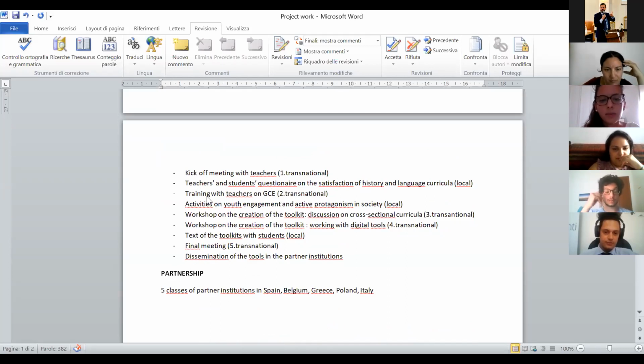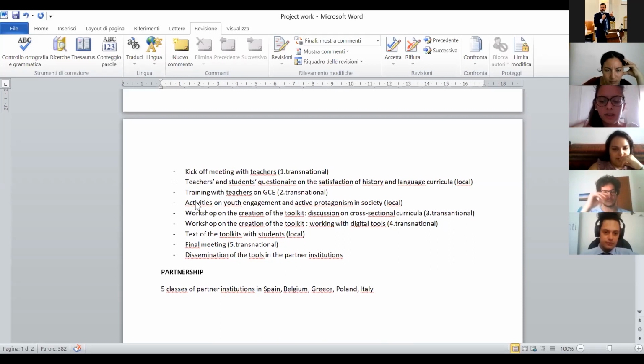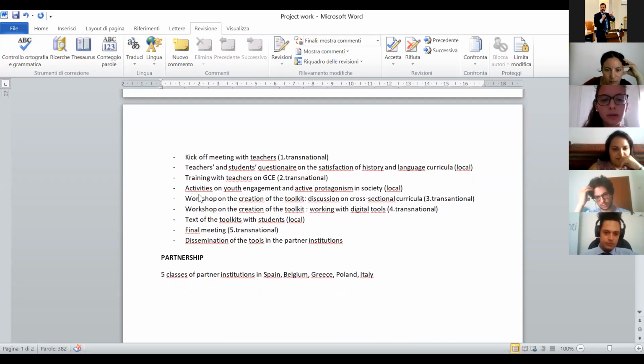Then a local activity with the teachers' respective classes to get into action and to foster active protagonism of the students. And then two workshops to create the toolkit. So first, a discussion on the content, and then a workshop on the instruments. So if it's digital, like a website or a platform or something more specific.